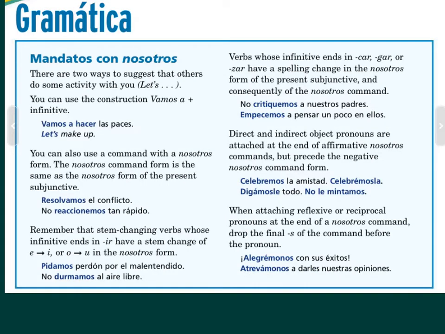Okay, moving on, focusing on the second half of this page. We still have to watch out for our zar, car, gar verbs, because we're putting an E after a C, which would change the sound. We don't want that. Our cars then are going to change to quemos with a Q. Our gars are changed to guemos with that extra U that we don't hear. It just helps keep the sound. And then the zar changes to cemos with a C.